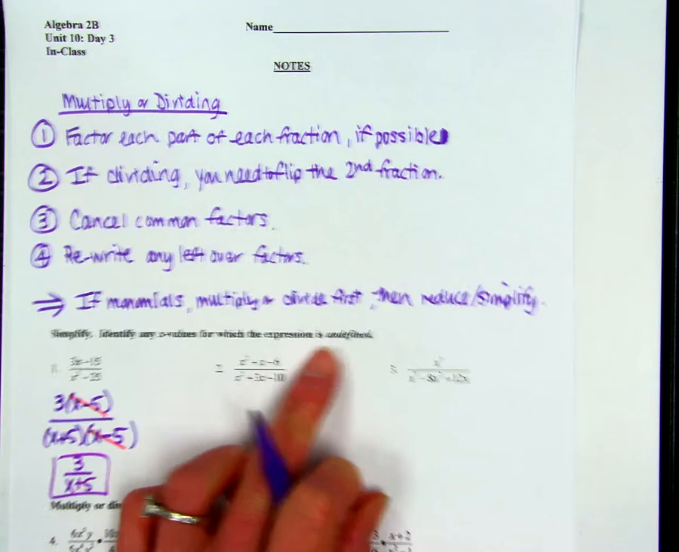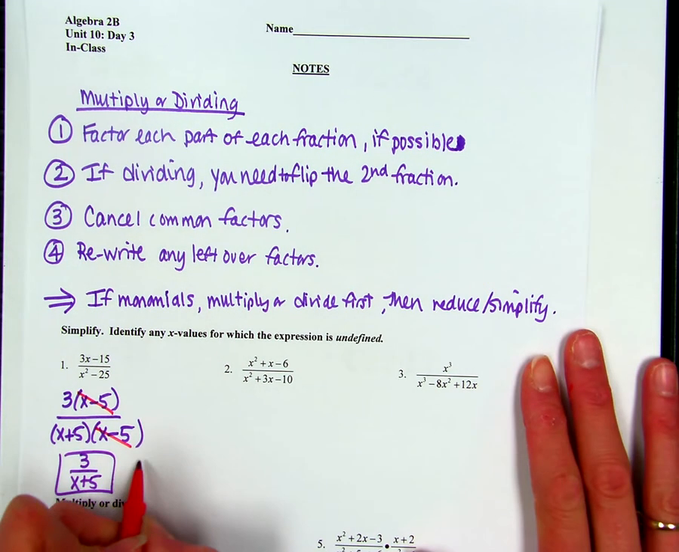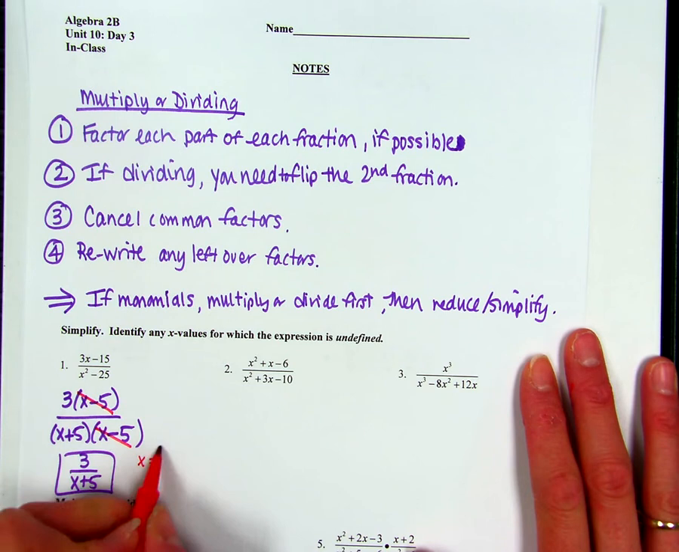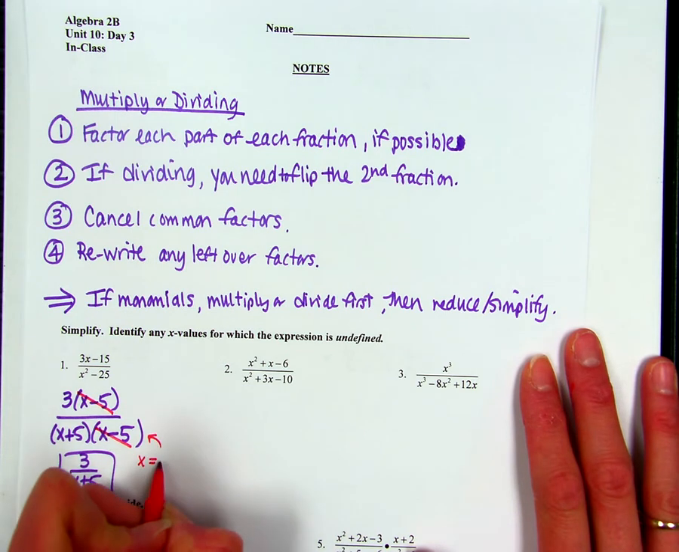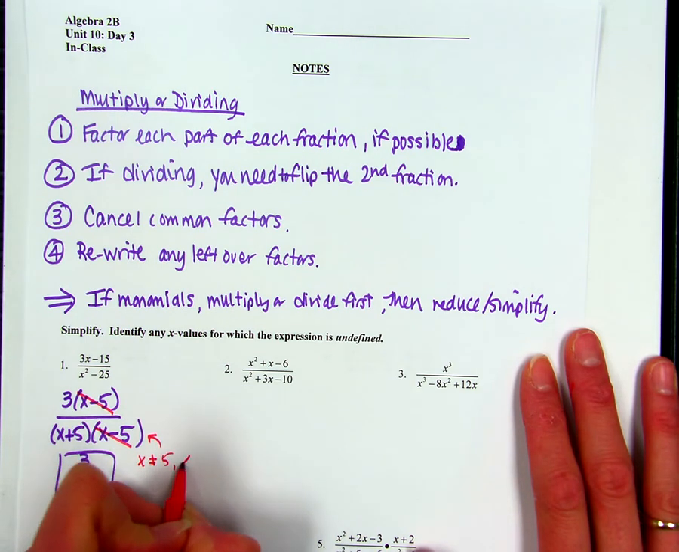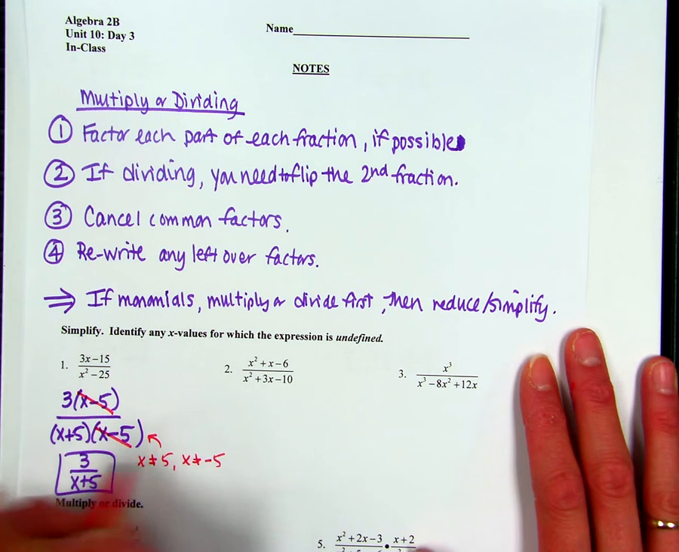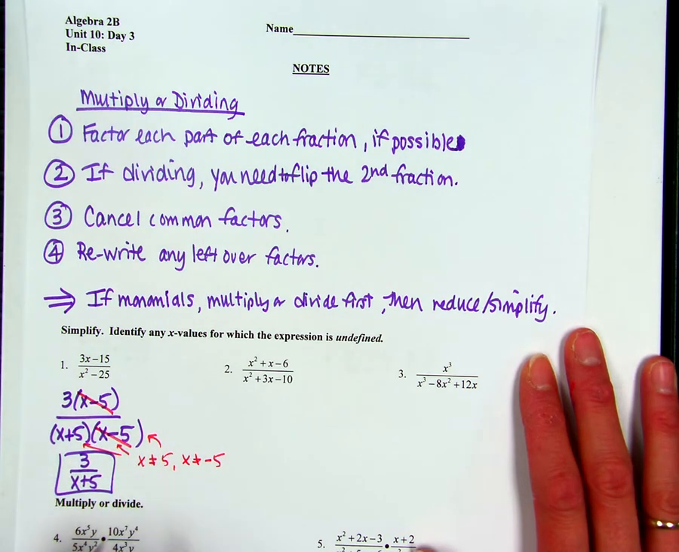And it even says identify any x values for which the expression is undefined. So remember, you look at your denominator. X cannot equal 5. X can also not equal negative 5 if you look at both parts of the denominator. So these are your undefined values.